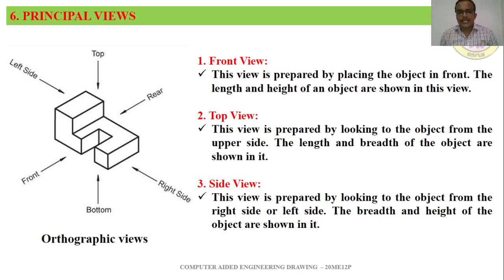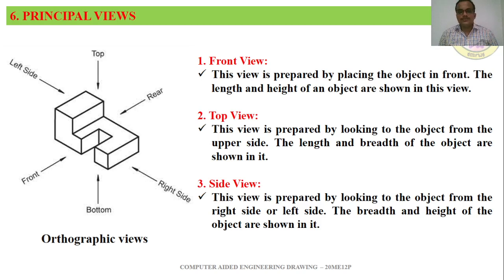So in order to have a better understanding, I am giving this example. You can see an object is there and we are viewing from the right side, bottom side, front side, left side, top side and rear side. So we have almost 6 different observing positions. Here the front view of that object is prepared by placing the object in front. The length and height of the object are shown in this view. So generally we are going to capture the length and height of the object in the front view.